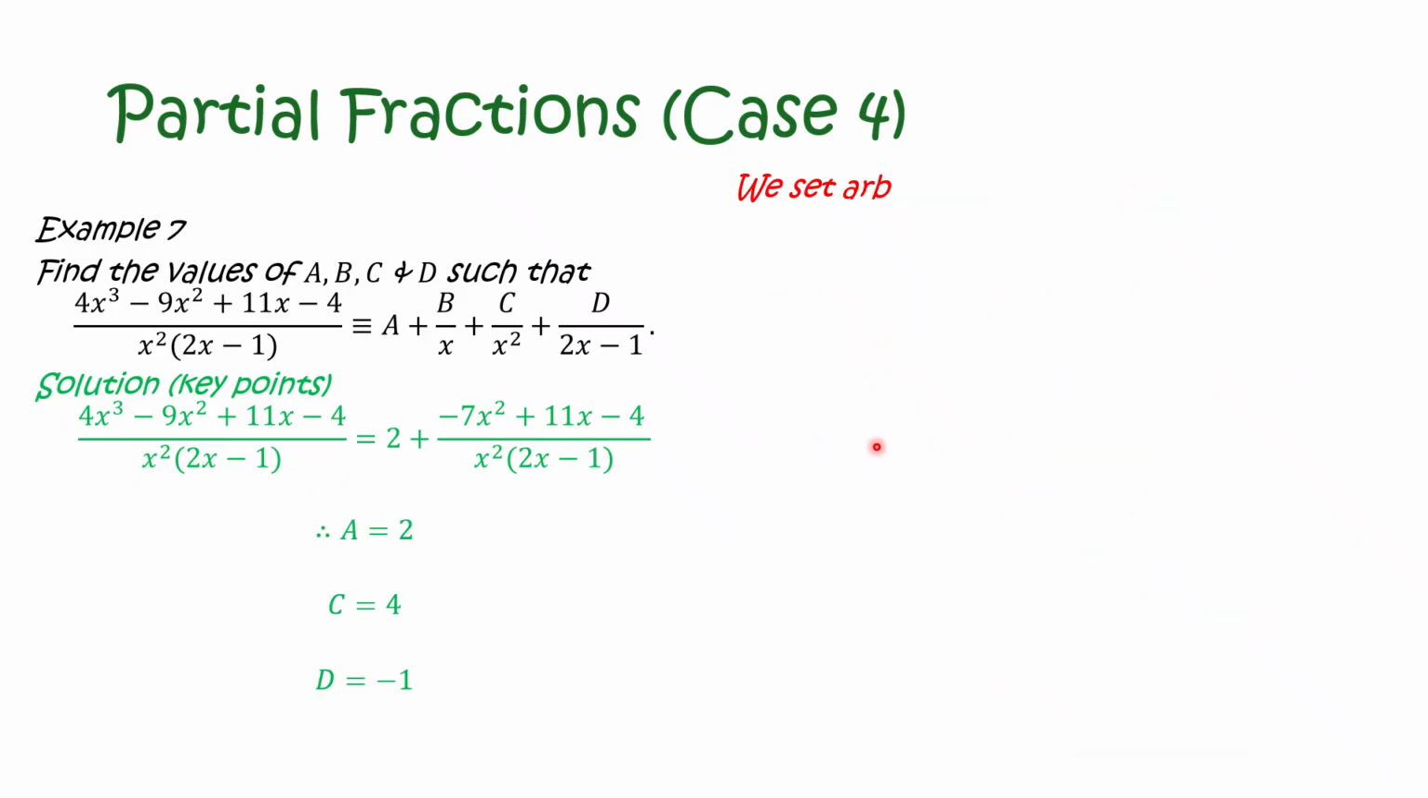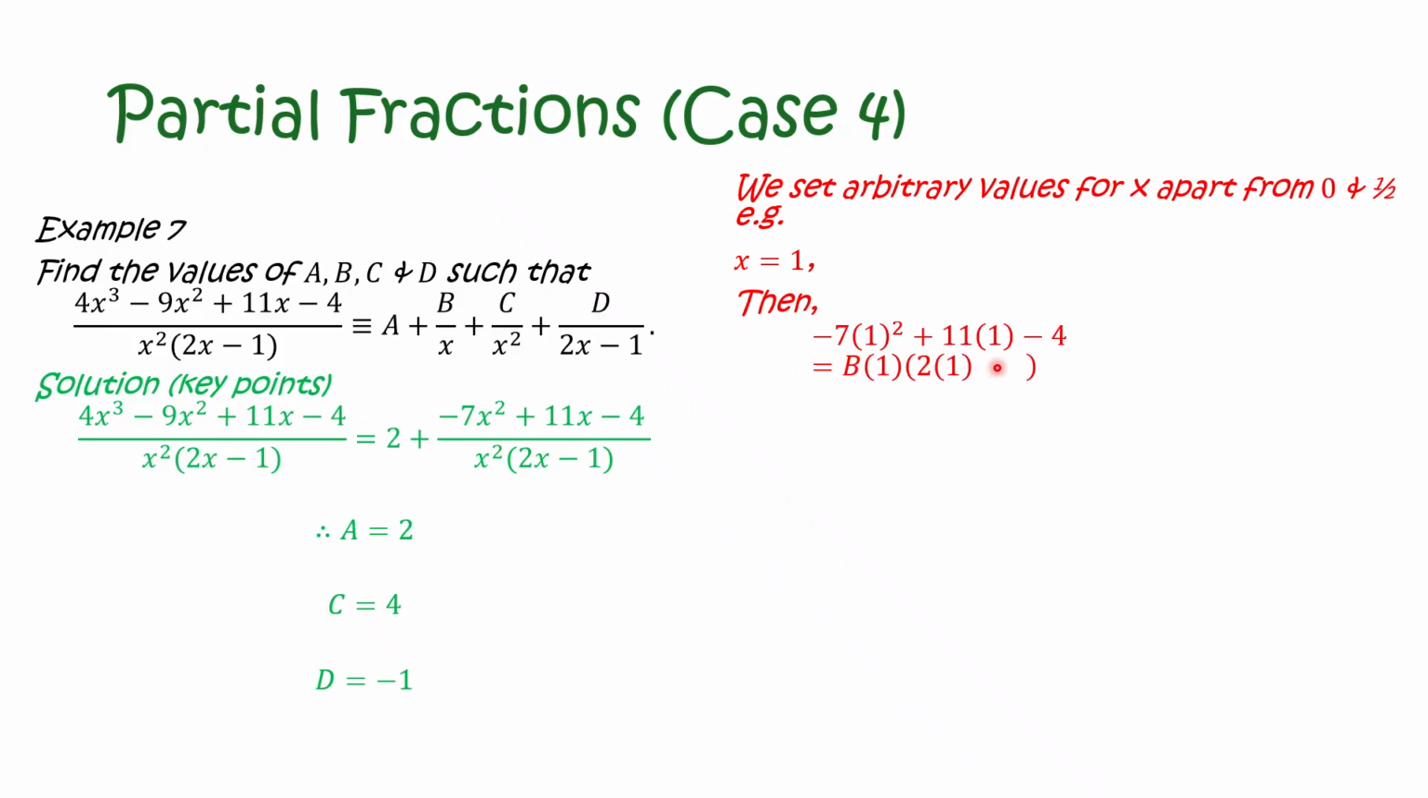Great. Now that we have our a as 2, our c as 4, our d as minus 1, we set arbitrary values for x apart from 0 and half, because we know that if we substitute x with 0 or half, we would go back to the situations we have for C and D. So in that case, by arbitrary, we mean any values of x apart from 0 and 1 over 2.